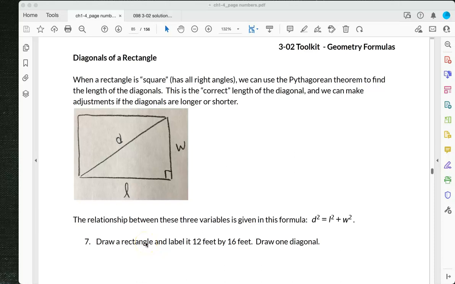On the previous page we saw what happens if a rectangle is actually a parallelogram and it's skewed. But if it is perfectly square and has 90-degree angles in all four corners, then a diagonal is the hypotenuse of a right triangle. And the right triangle is half of the rectangle. So we can apply the Pythagorean theorem to find the length of the hypotenuse, which is the diagonal.